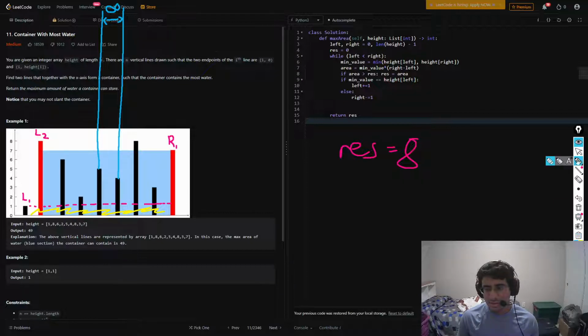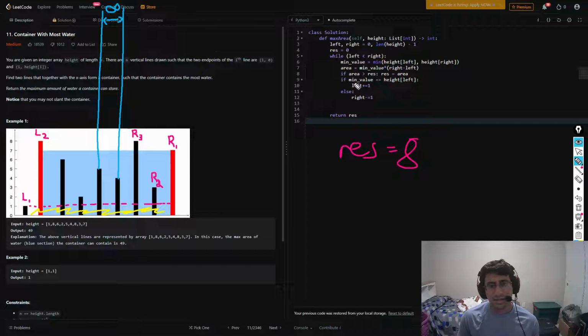So we will have L2, right? And then we'll realize that, okay, R1 is less than L2. So now we will move R1 here. And then again, this should be R2. Then again, R2 is less than L2. So we're going to say R3. So now they're equal. So really it doesn't matter which one you move.